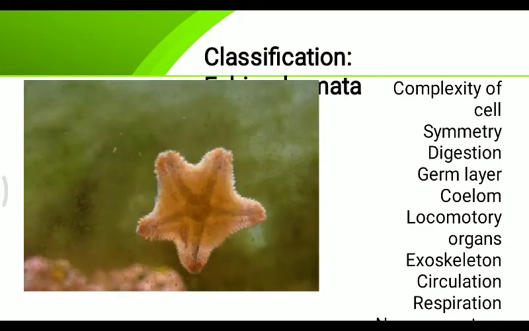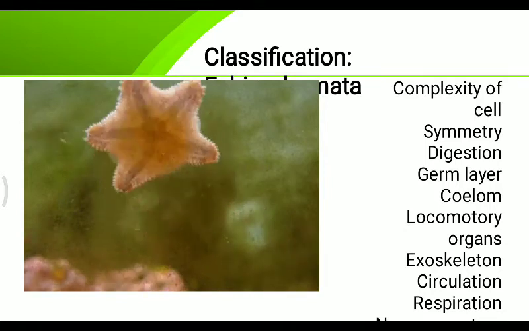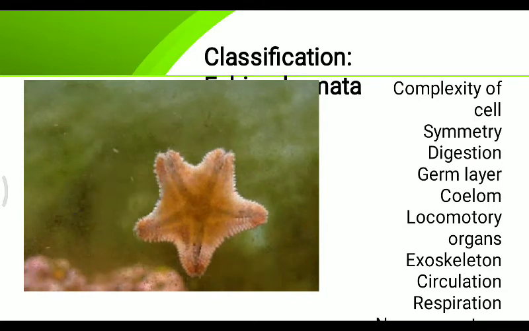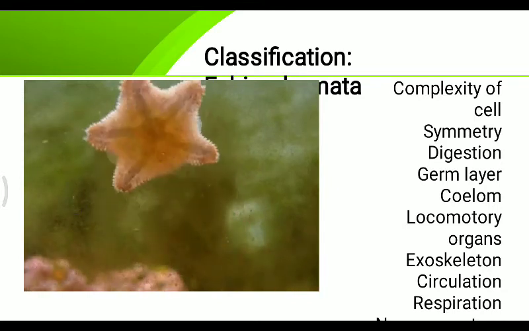So I have discussed here only a few of the major phyla from invertebrates with their key features. I hope you understood the key features very well. Thank you.